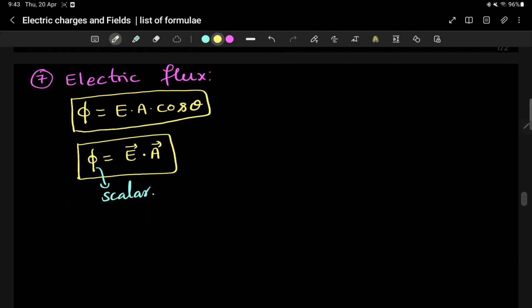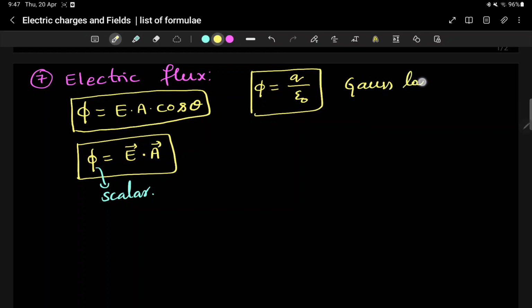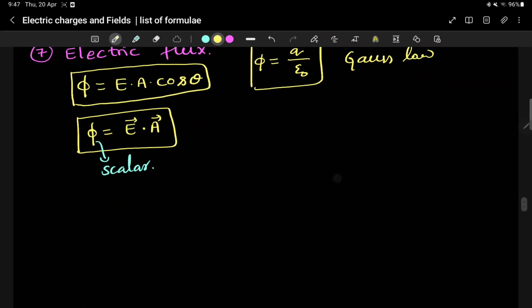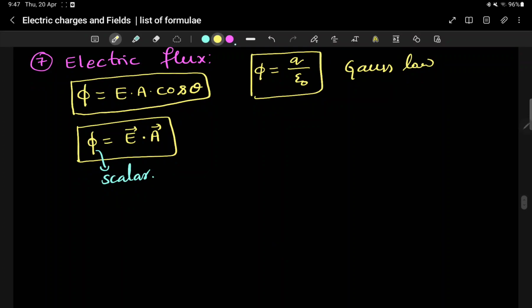Then there is one more formula for electric flux, that is Gauss law. It is given by phi is equal to q by epsilon naught, isn't it? Have you studied it in Gauss law? The net electric flux, the total flux through a closed surface, is equal to 1 by epsilon naught times the net charge enclosed by it. These are the two formulae for electric flux.